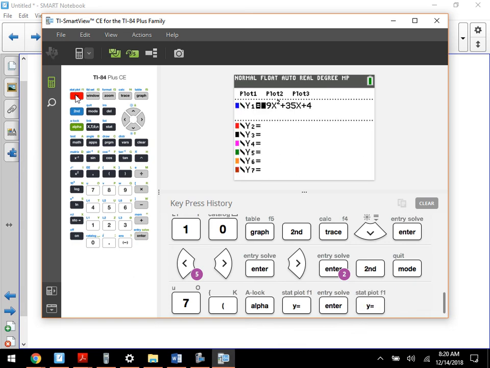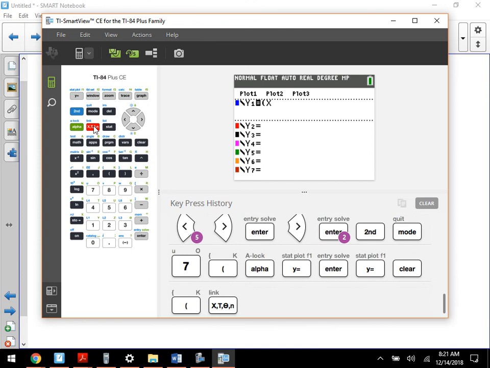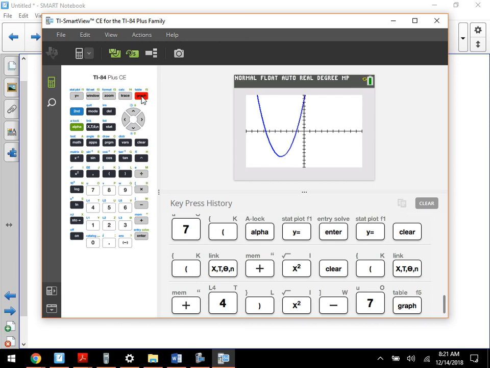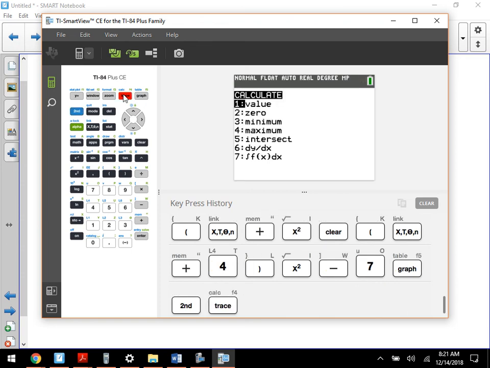Let me show you. Again, you do parentheses x plus 4, quantity squared, minus 7. Gee, I wonder what I could press to find it. Calculate. What am I looking for? Not a zero. Zero is the word across the x-axis. I'm looking for the minimum. Very good. I'm looking for that minimum because that's the low point. It'll tell me where it is.